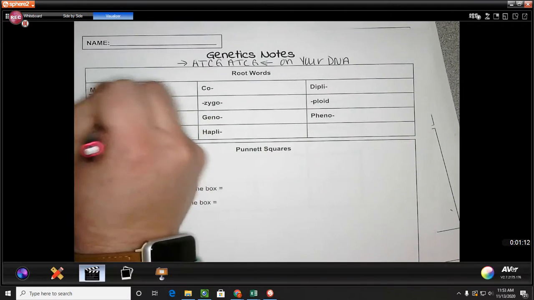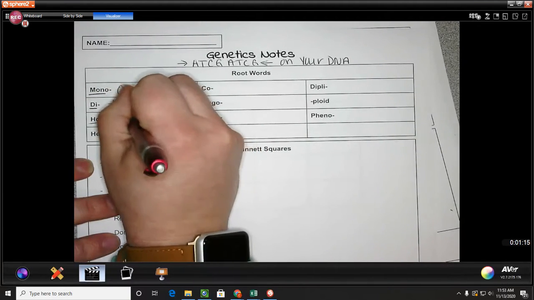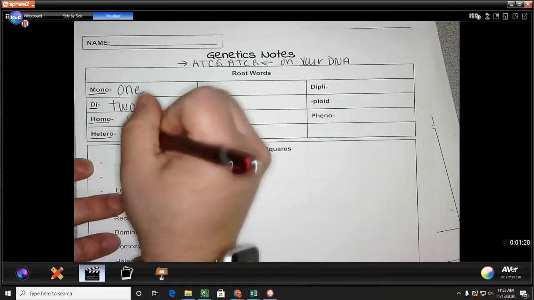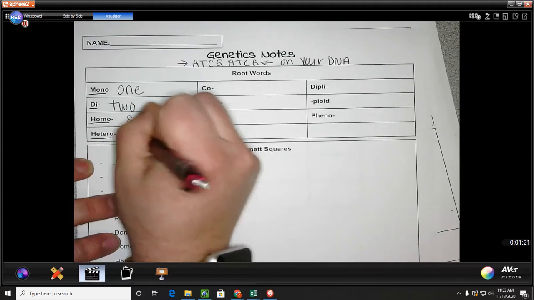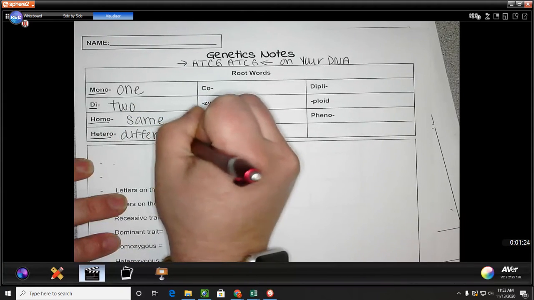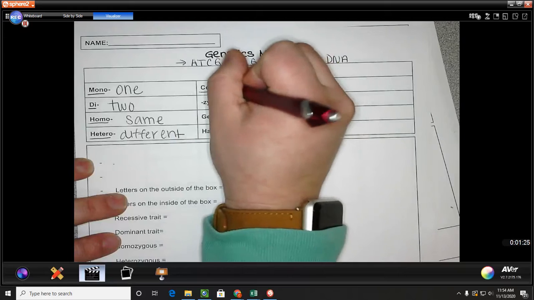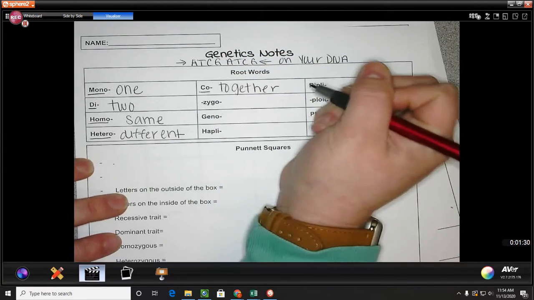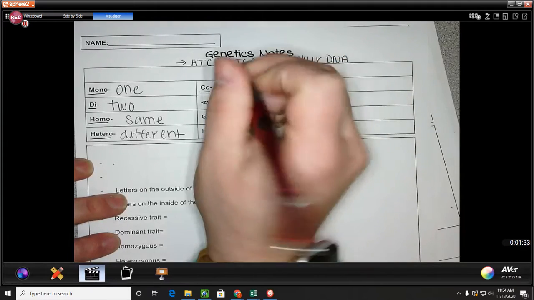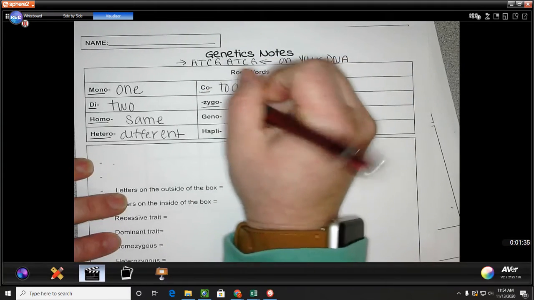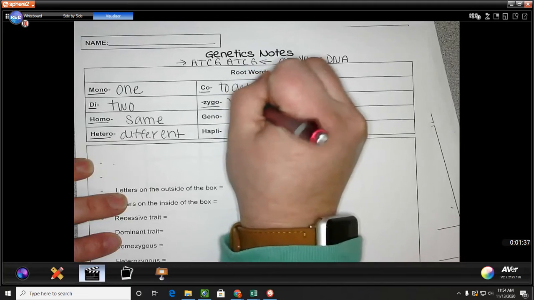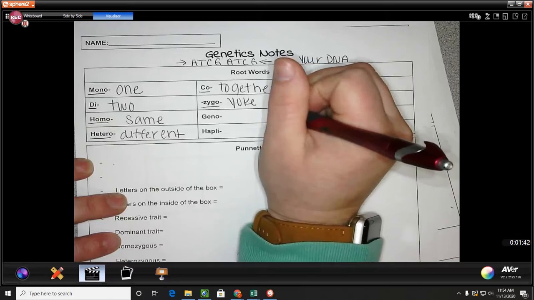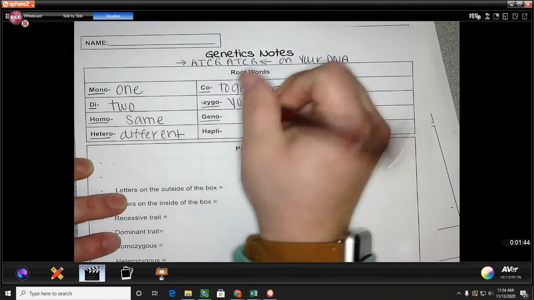Homo. Homo means same. Hetero means different. Co means together. We're all in this together. No, no, no. Alright. Zygo means yolk, my favorite part of the egg. Geno means kind.